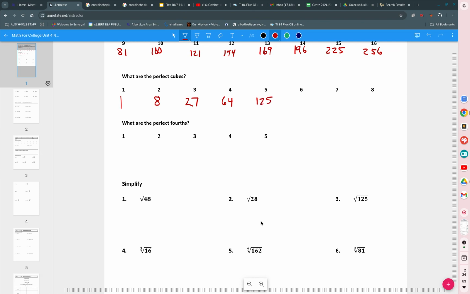6 times 6 is 36, times 6 more is 216. I really don't think that people need to remember beyond the 5, but I'll write these next couple down. 7 times 7 times 7 is 343, and 8 times 8 times 8 is 512.